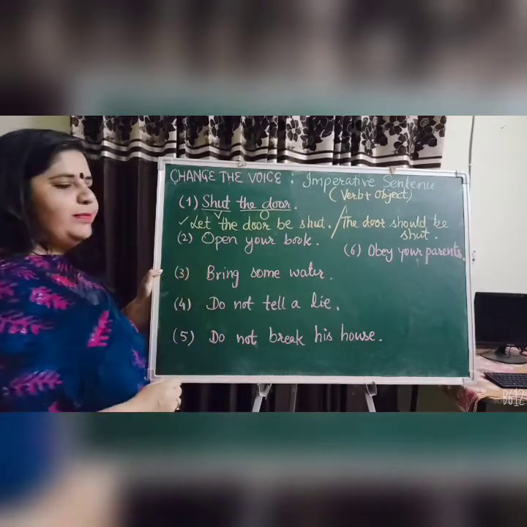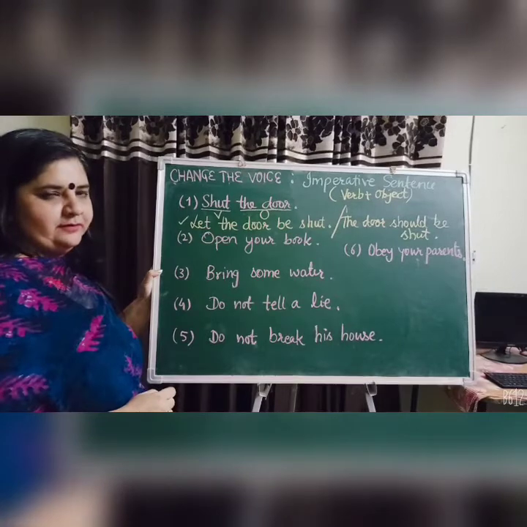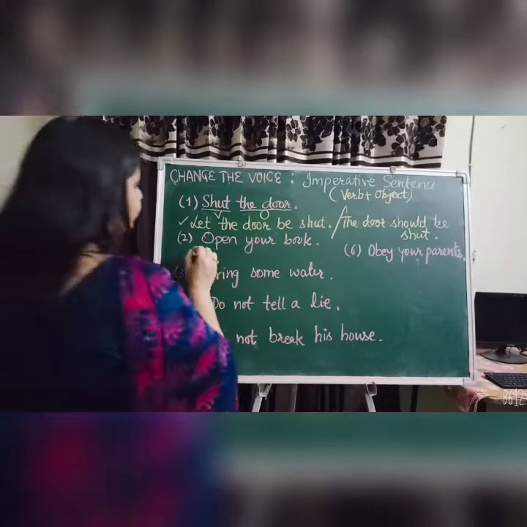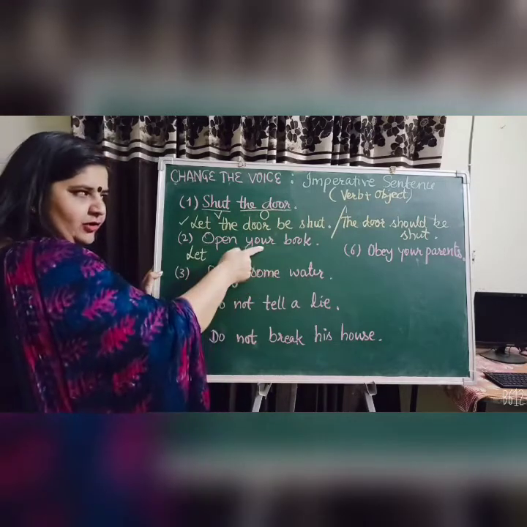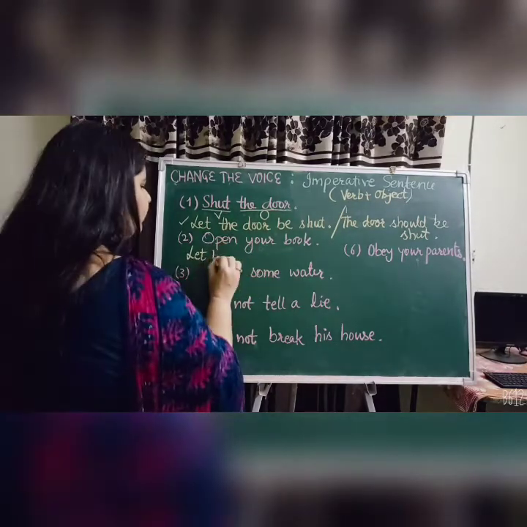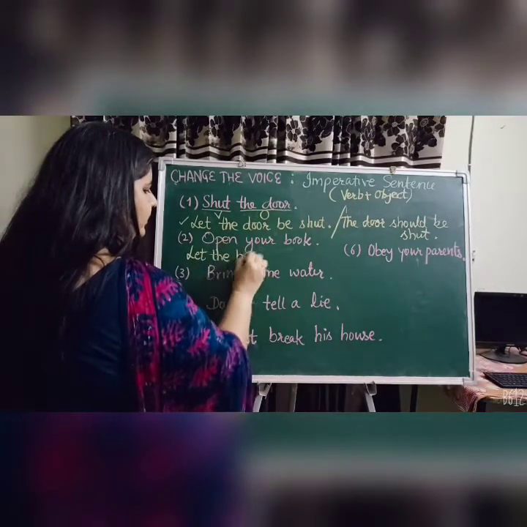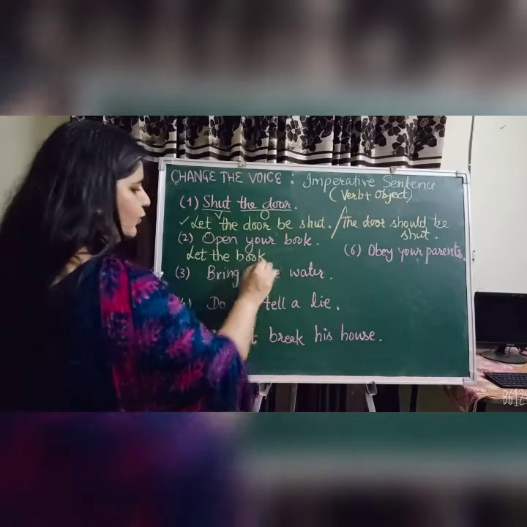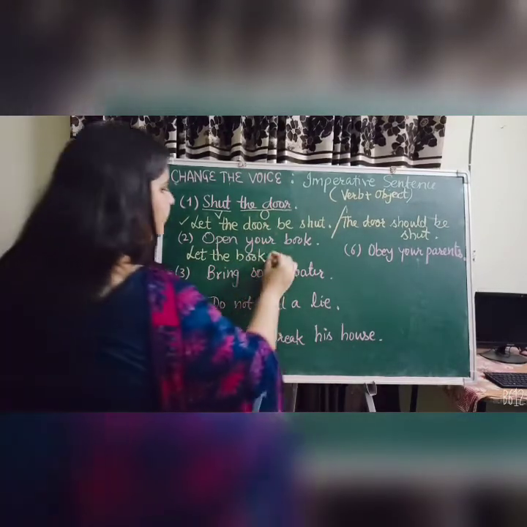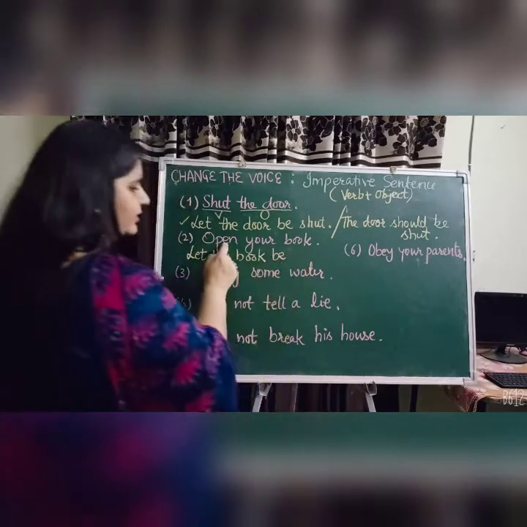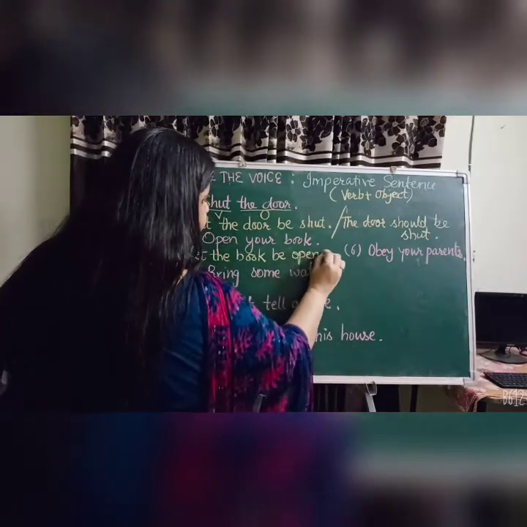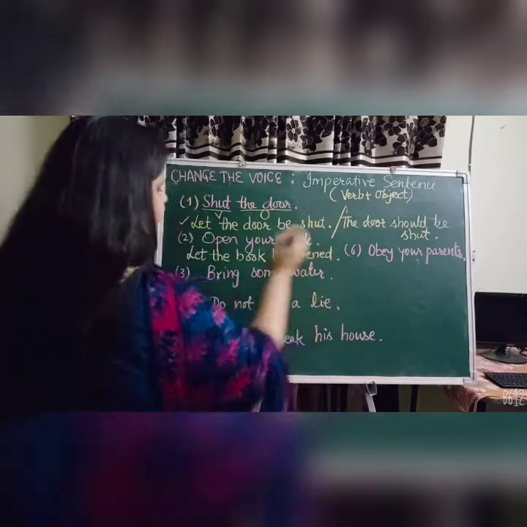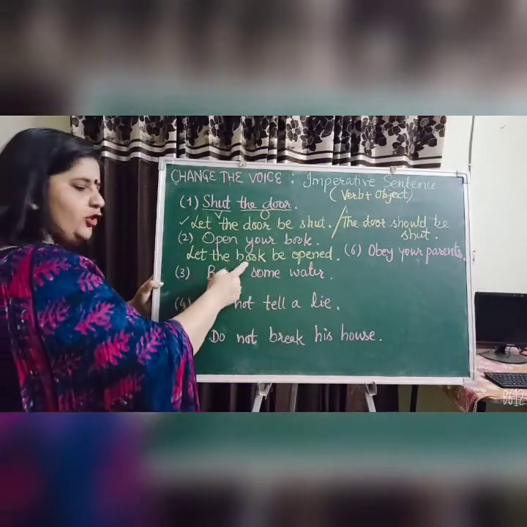Next, open your book. Use let in the beginning, let, then object, that is the book. What will come after the book? Be. What is the third form of open? Opened. Let the book be opened.